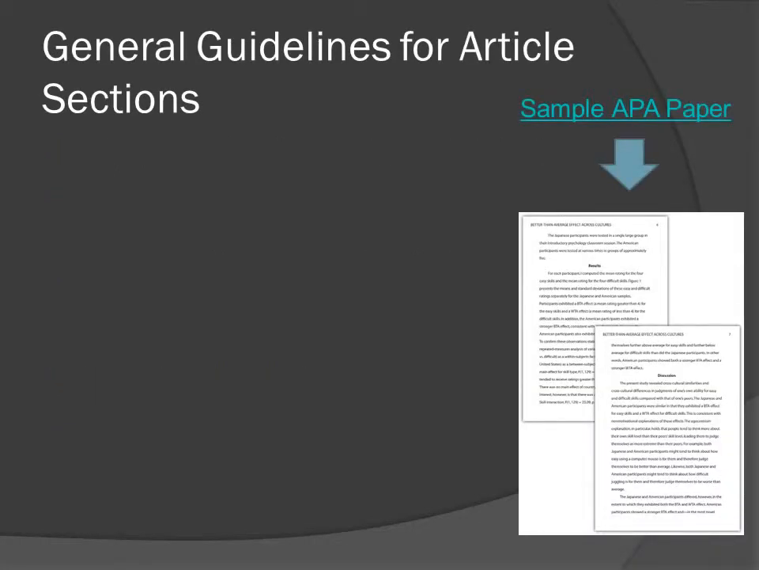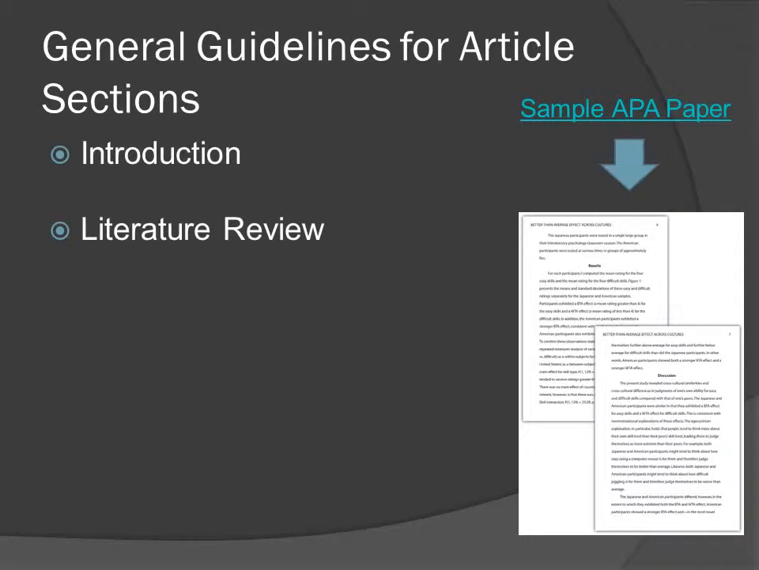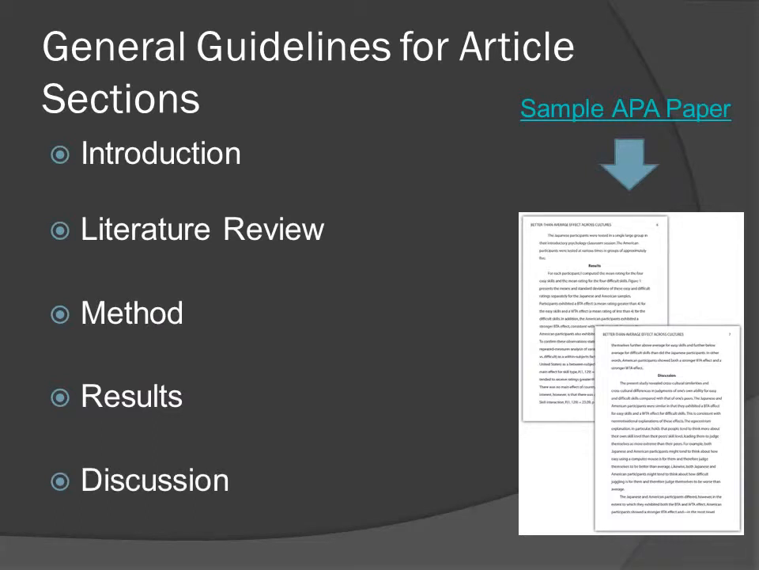As a reminder, the general guidelines for article sections include the introduction, a lit review or theoretical background, a method section, the results that we found, and discussion or conclusion based on what we learned. I encourage you to download the sample APA format to the right and take a look at it as you are working to prepare your article.